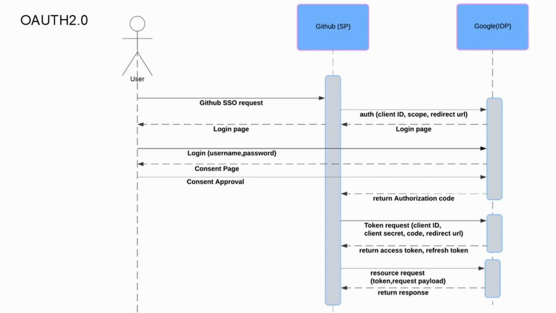So, a big flow chart. Let's go through it step by step. In this case, let us consider GitHub as our service provider and Google as our identity provider. The first thing is that when you go on GitHub and click on login with Google, that is when you initiate a single sign-on request.